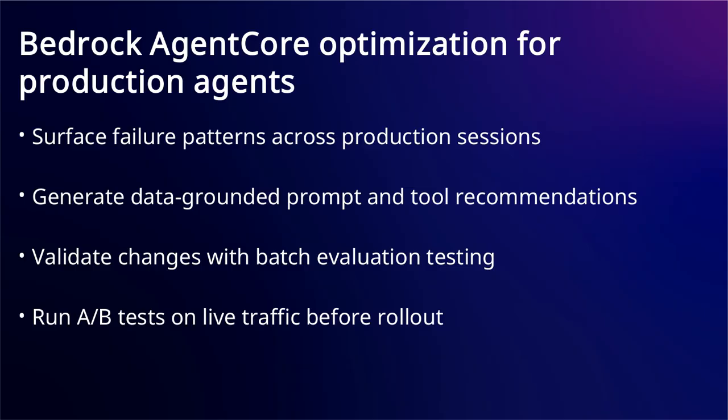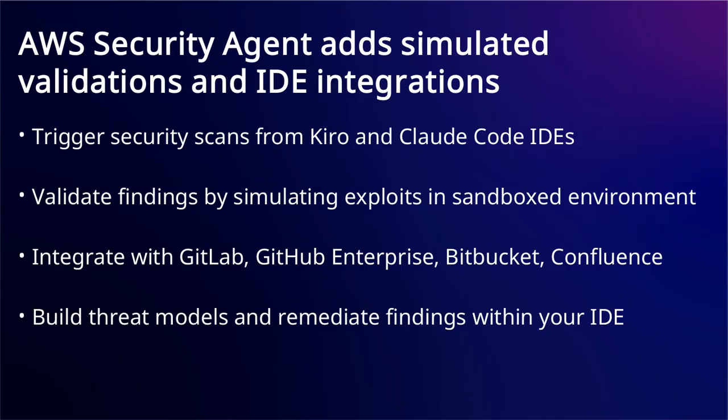AgentCore addresses this by surfacing failure, intent, and trajectory insights across hundreds of sessions to reveal patterns you would miss in dashboards or individual trace reviews. The system then generates data-grounded recommendations for system prompts and tool descriptions based on observed agent behavior. Before deploying changes, you can validate them through batch evaluation against your test dataset to catch regressions, then run A/B tests on live production traffic to confirm improvements hold under real conditions. This creates a continuous improvement loop that turns production traces into validated fixes, working across AgentCore runtime, Lambda, EKS, or non-AWS environments.